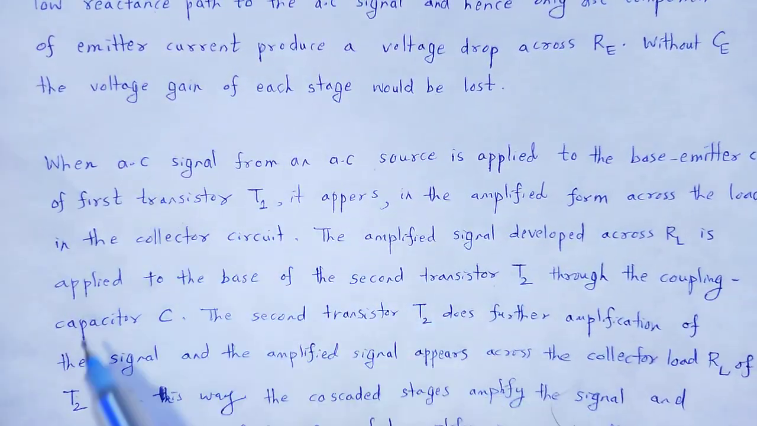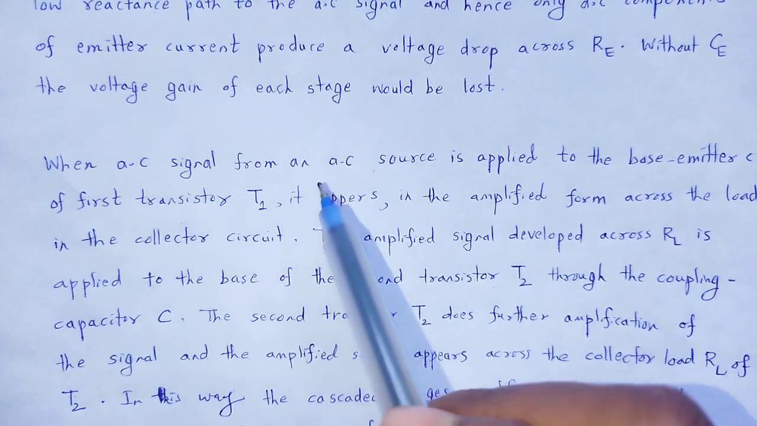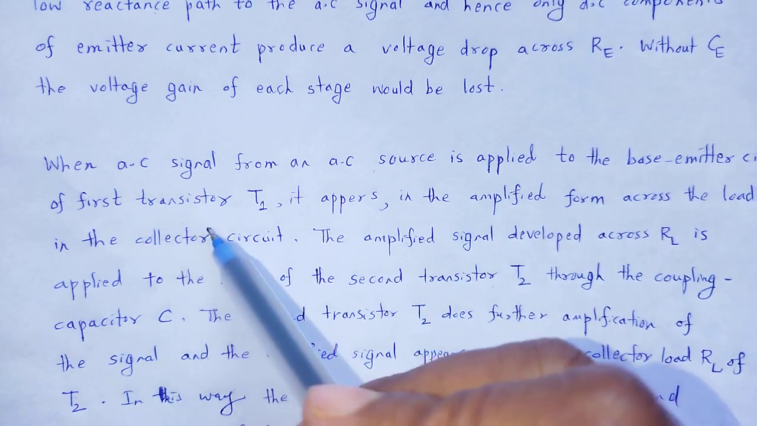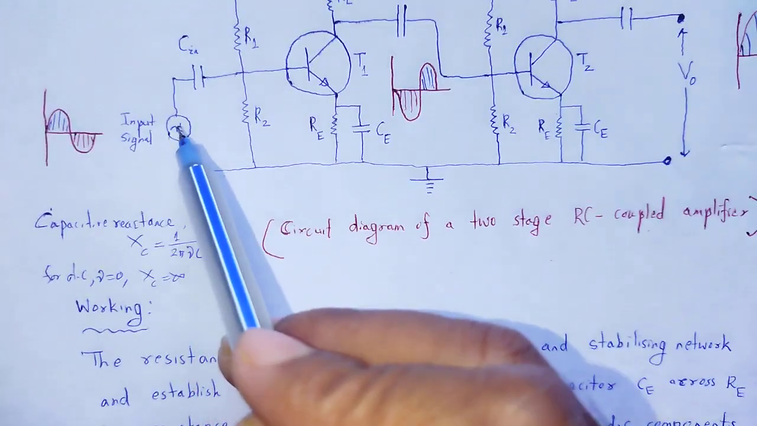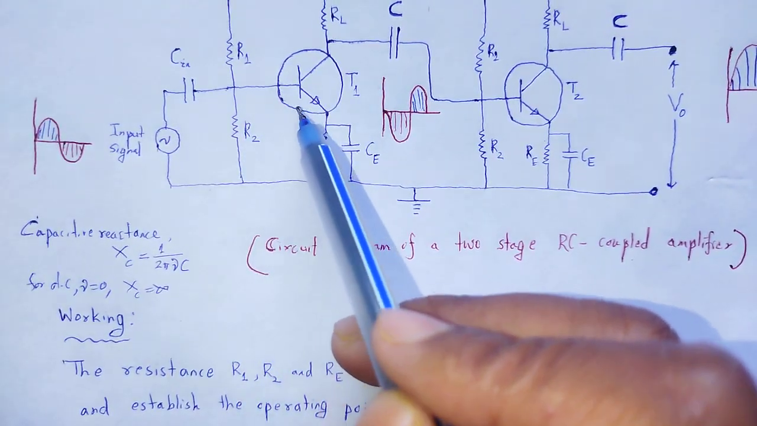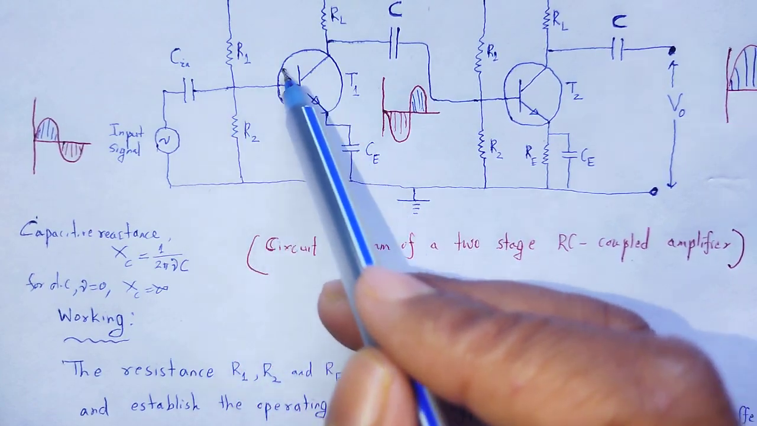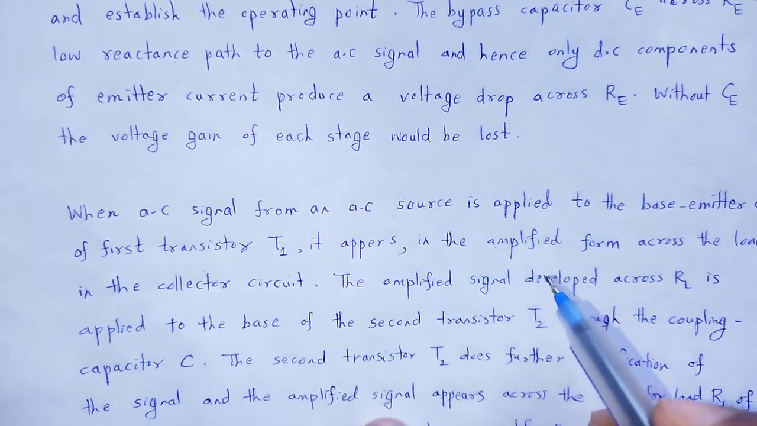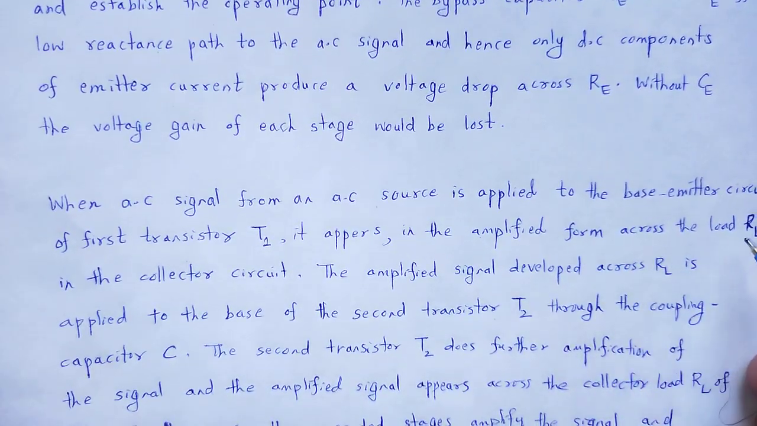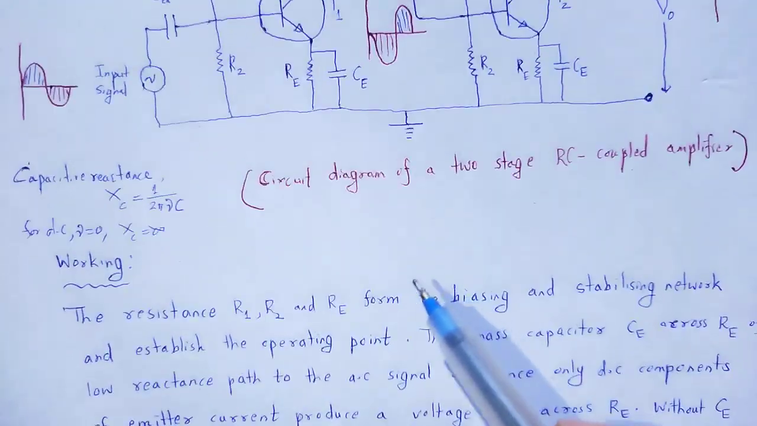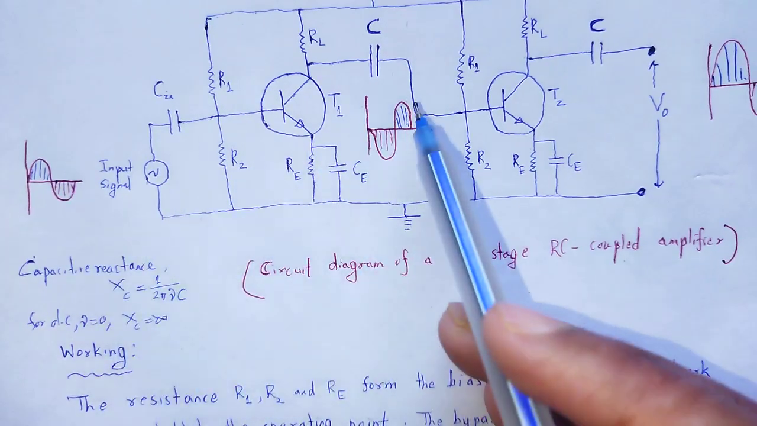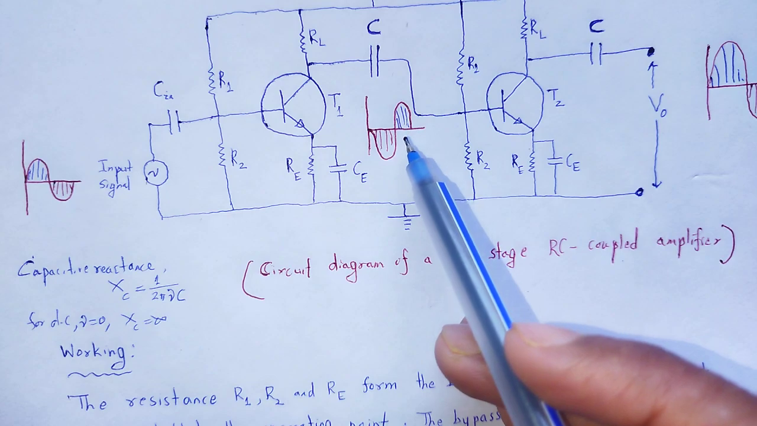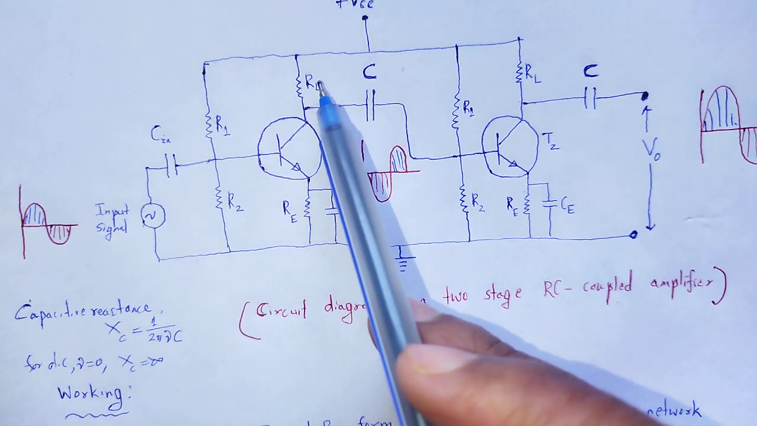Next, when an AC signal from an AC source is applied to the base emitter circuit of the first transistor T1, it appears in amplified form across the load RL in the collector circuit. Now that signal is amplified but out of phase; the phase shift is 180 degrees across RL.